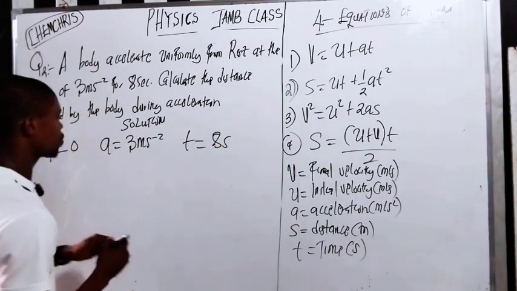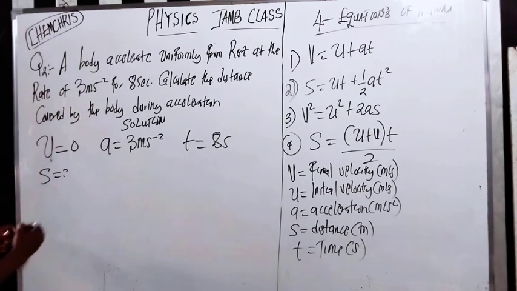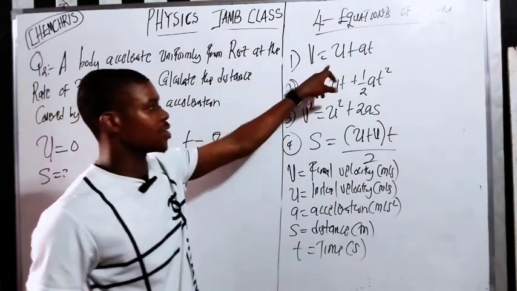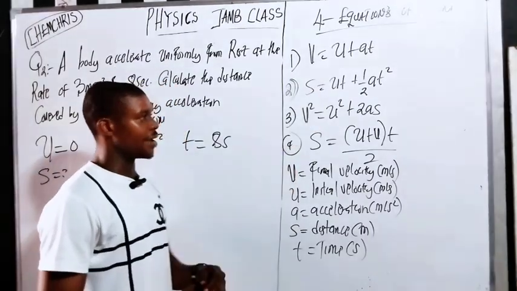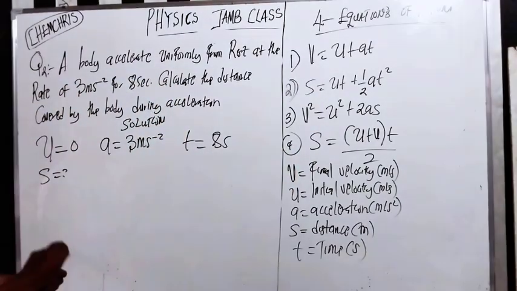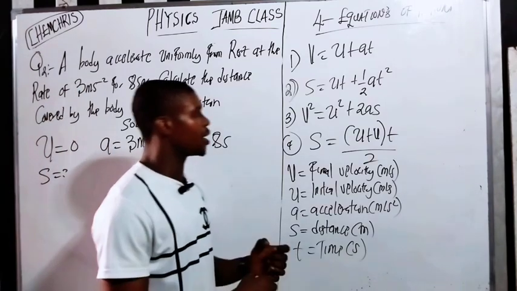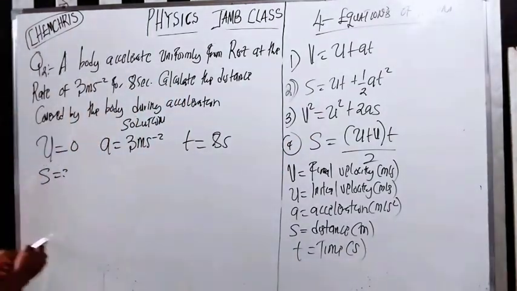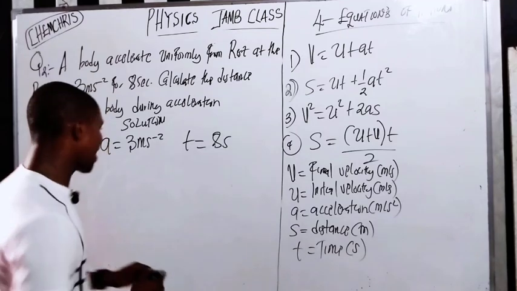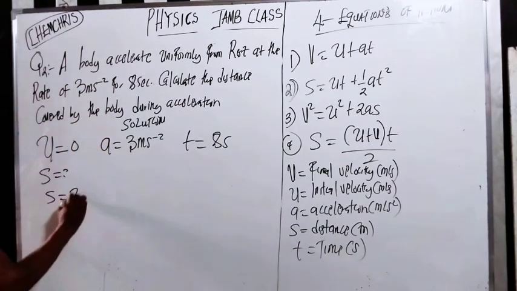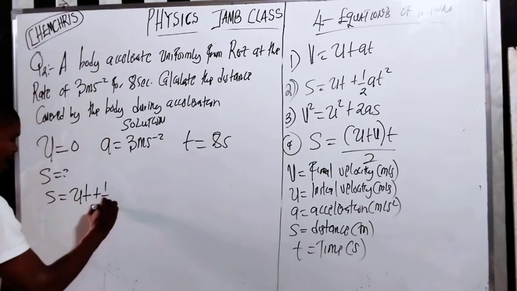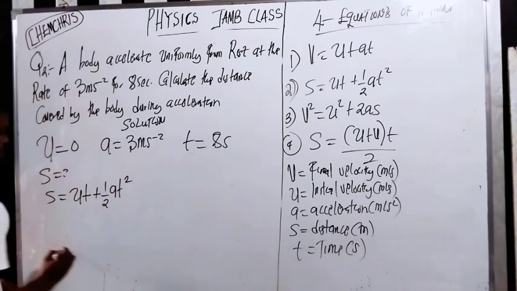They say calculate distance. So we are calculating x. Of course there's no distance in the first equation, so you cannot use that one here. We can use this one: x equals ut plus half at square. Looking at distance, you are using the second equation of motion: x equals ut plus half at square, right?